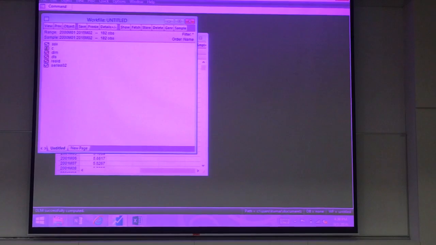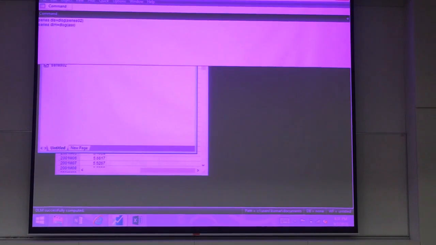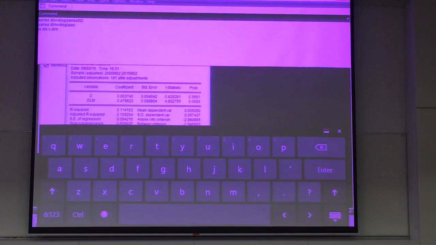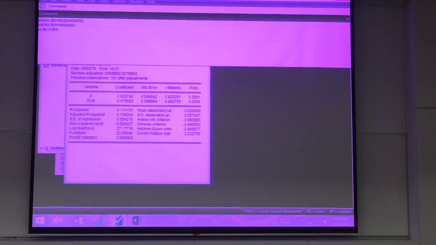So estimate the market model. So what is market model? DLS is the returns from the asset. Market return is DLN. So to get the market model, there's LS, least square. The dependent variable is DLS, followed by C, followed by DLN. This is your market model.